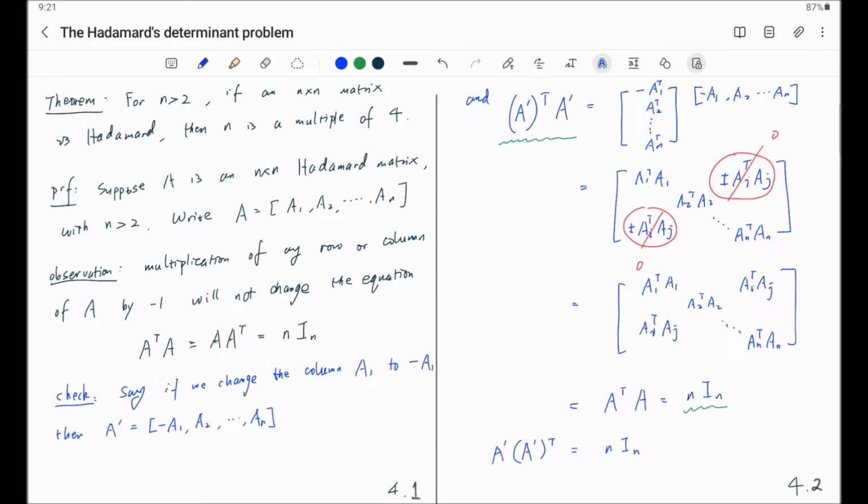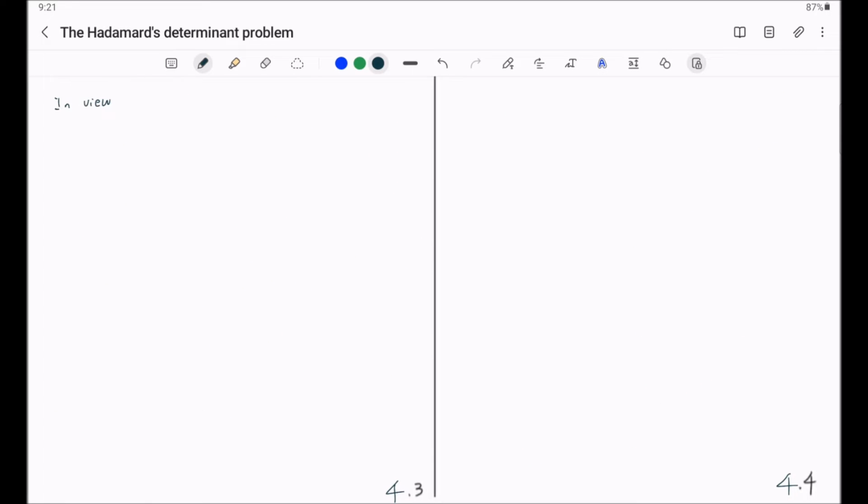Now, what does this observation tell us? The observation tells us, without loss of generality, we may assume that the first column of A is all ones. If they are negative ones, we'll just multiply the row by -1. This is just the beginning. And here comes the tricky part.